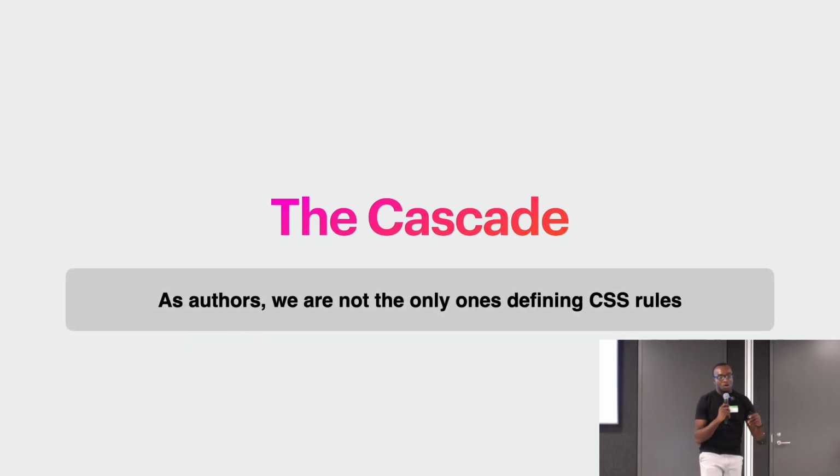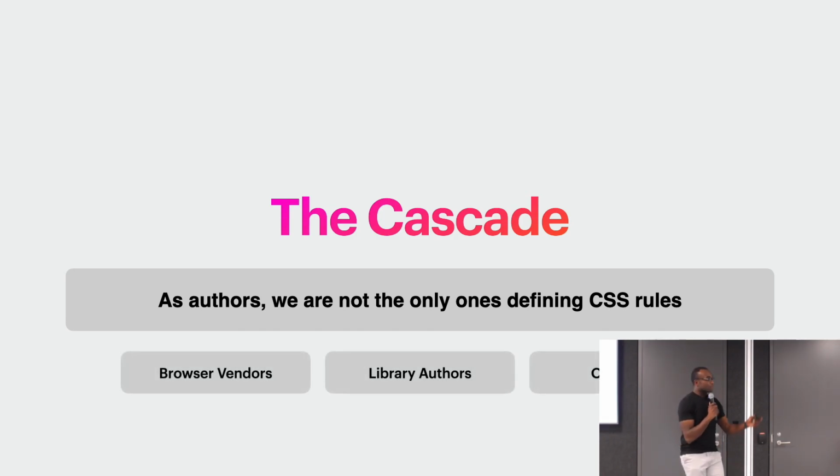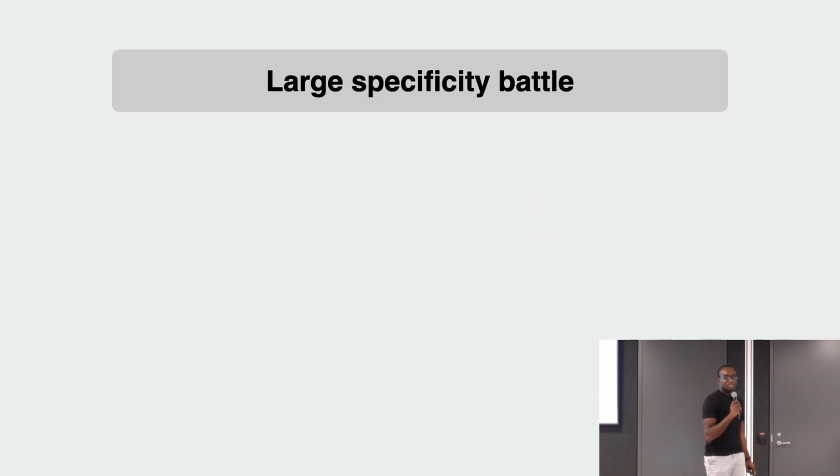As authors, we are not the only ones that are defining style rules for the browser. We have browser vendors that are writing style sheets. We have library authors that are writing style sheets. Even ourselves, we may be working on multiple projects, and we may be sharing styles within those projects themselves. So this leads to a really large specificity battle.